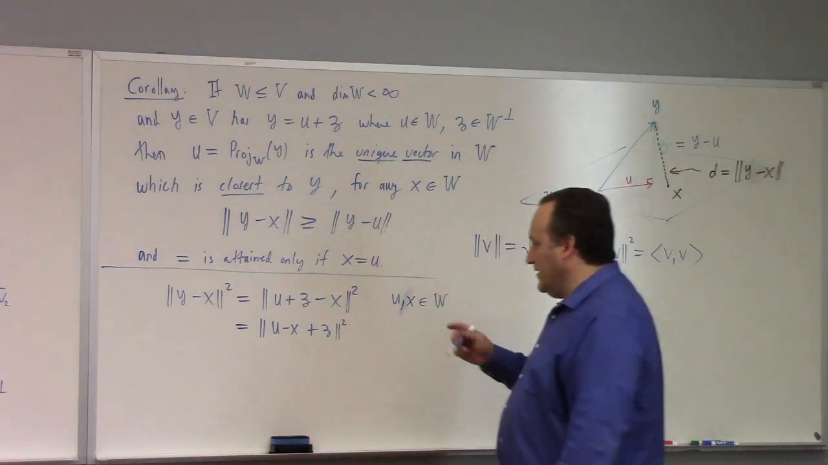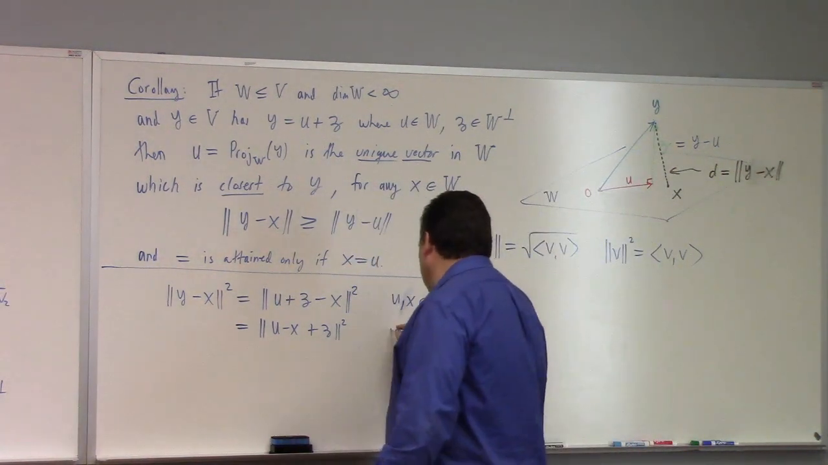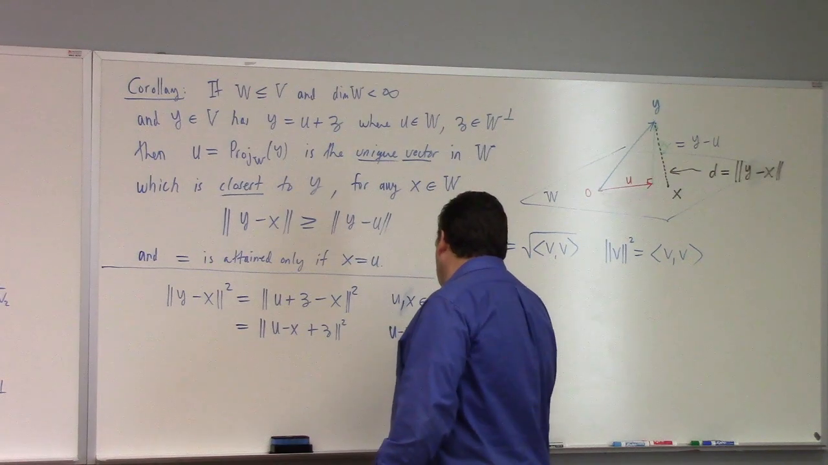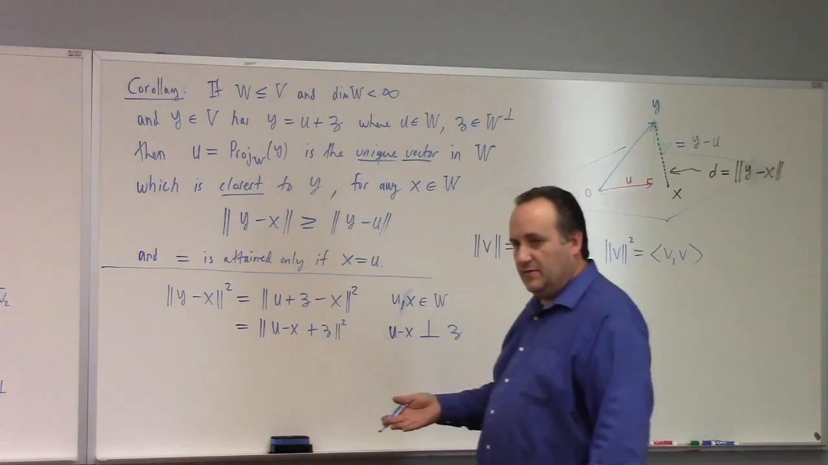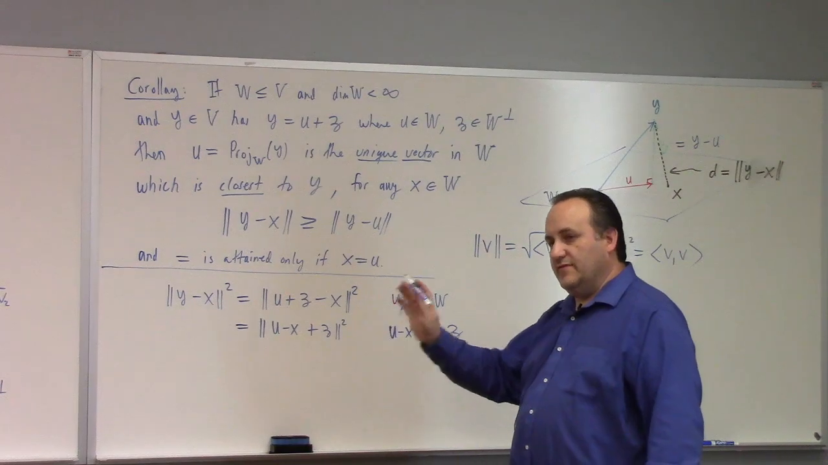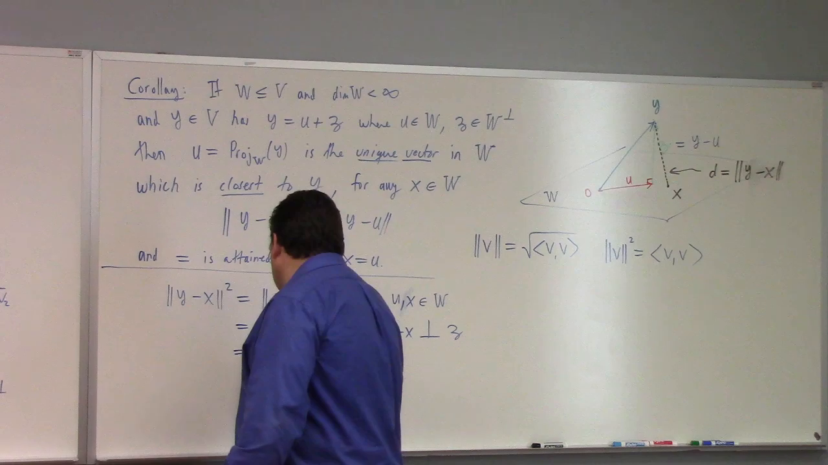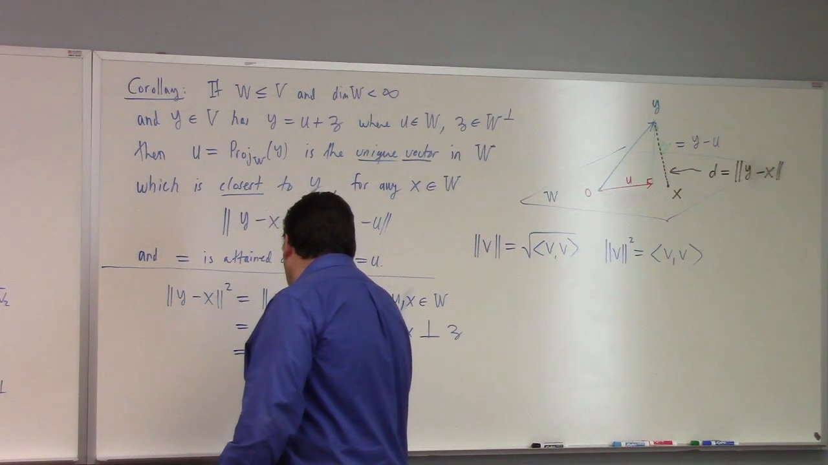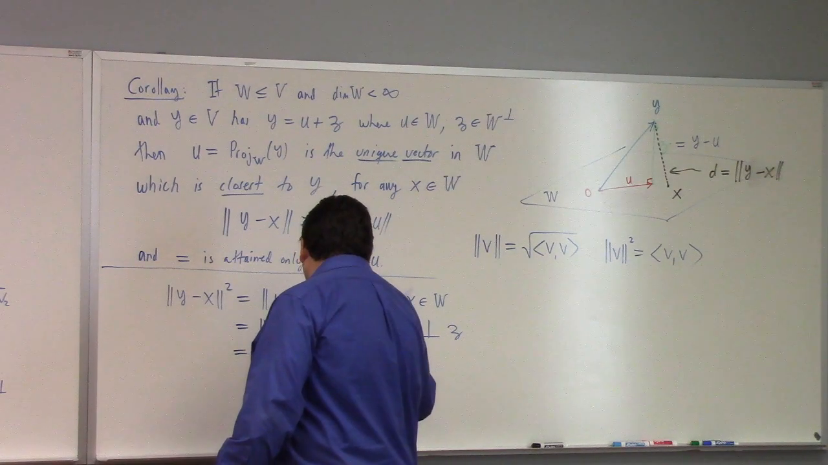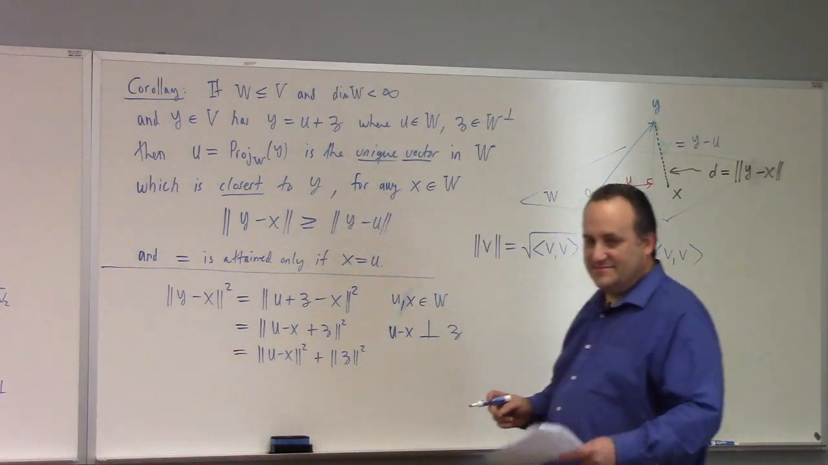But anyway, since u minus x is perpendicular to z, there's a Pythagorean theorem that you can prove. The length of the sum of 2 orthogonal vectors is the sum of the length squared. It's not hard to work out. It's a pretty easy thing to work out. It makes a great homework problem. My apologies that it's not in your homework already. All right?